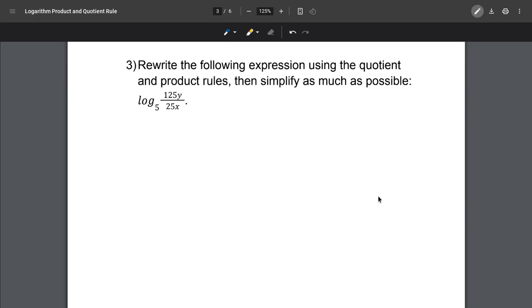All right, the next one, we're rewriting the following expression using the quotient and product rules, and then simplifying as much as possible. So I'm going to focus on the quotient rule first. I'm going to say this log base 5 of 125y over 25x is log base 5 of 125y minus log base 5 of 25x.